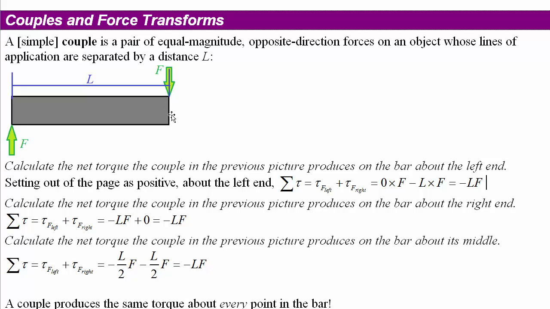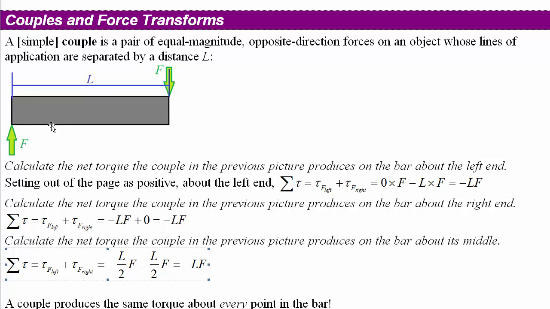What about the torque about the right end? Well, this time we've got L and this F producing again a torque in the clockwise direction, so negative LF once again. What about the middle? Let's pick the middle of this and see what kind of torque these two forces make there. Now we've got half LF and half LF. It's the same. We have LF in the clockwise direction for all three cases.